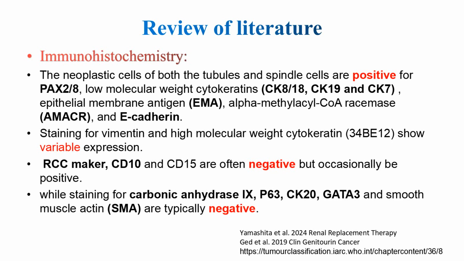About immunohistochemistry, the neoplastic cells of both the tubules and spindle cells are positive for PAX2/8, low molecular weight cytokeratins such as cytokeratin 8/18, cytokeratin 19, and cytokeratin 7, epithelial membrane antigen, alpha-methylacyl-CoA racemase, and E-cadherin. Staining for vimentin and high molecular weight cytokeratin shows variable expression. RCC markers such as CD10 and CD15 are often negative but occasionally positive, while staining for carbonic anhydrase, P63, cytokeratin 20, GATA3, and SMA are typically negative.